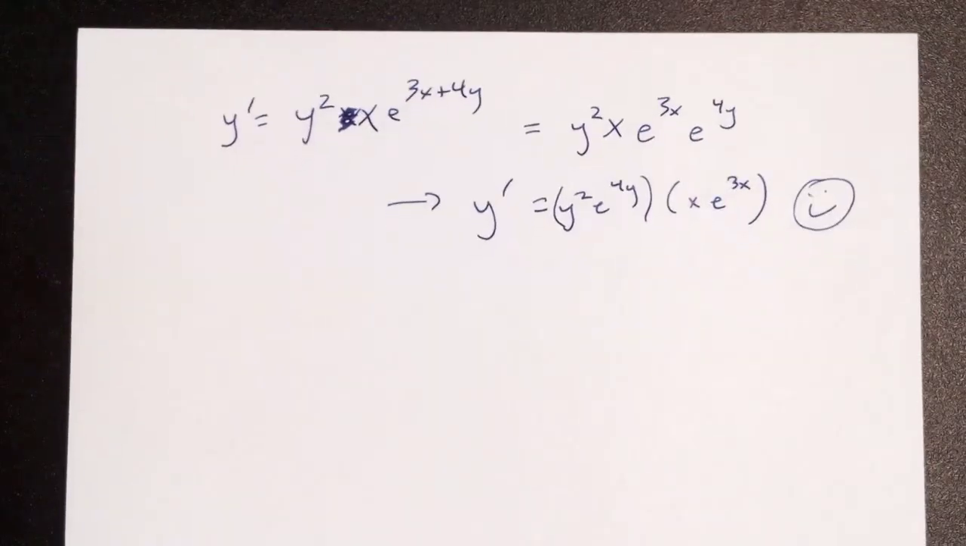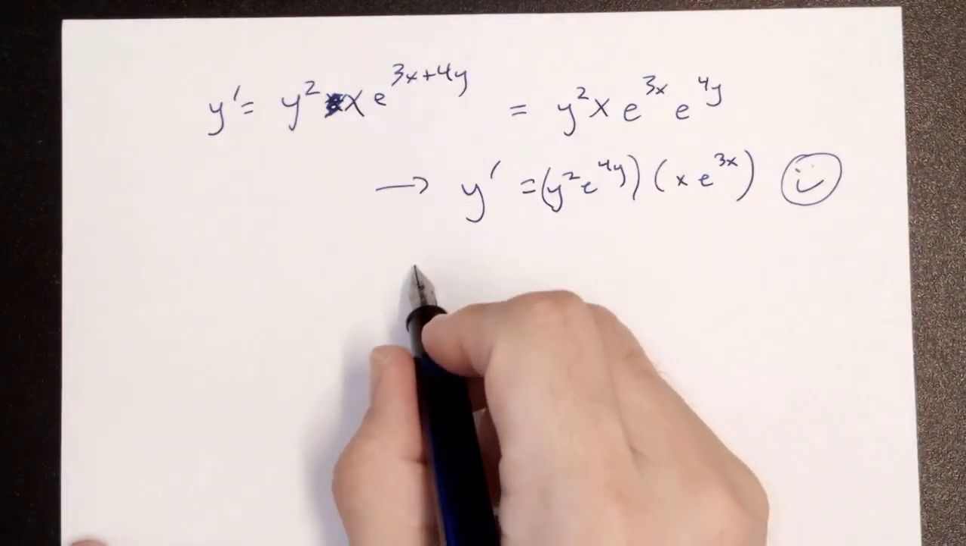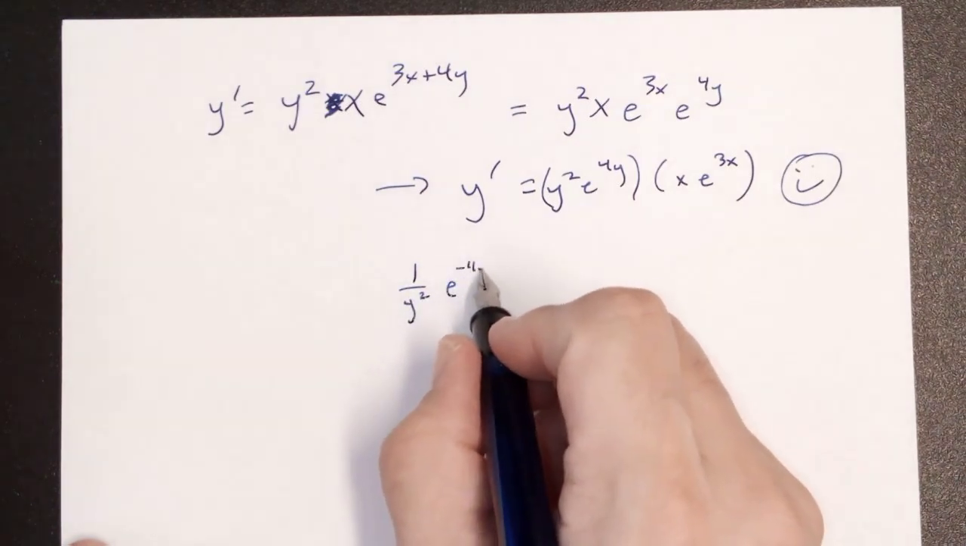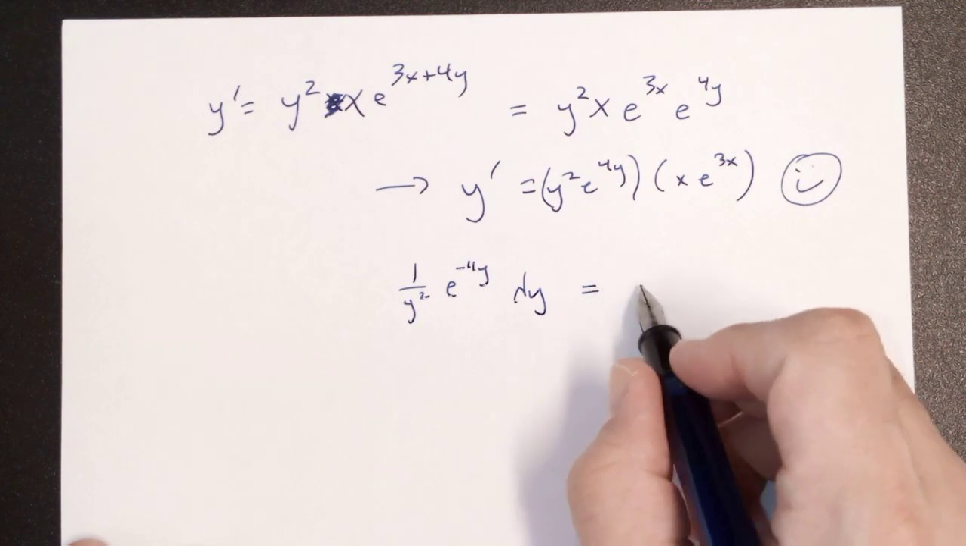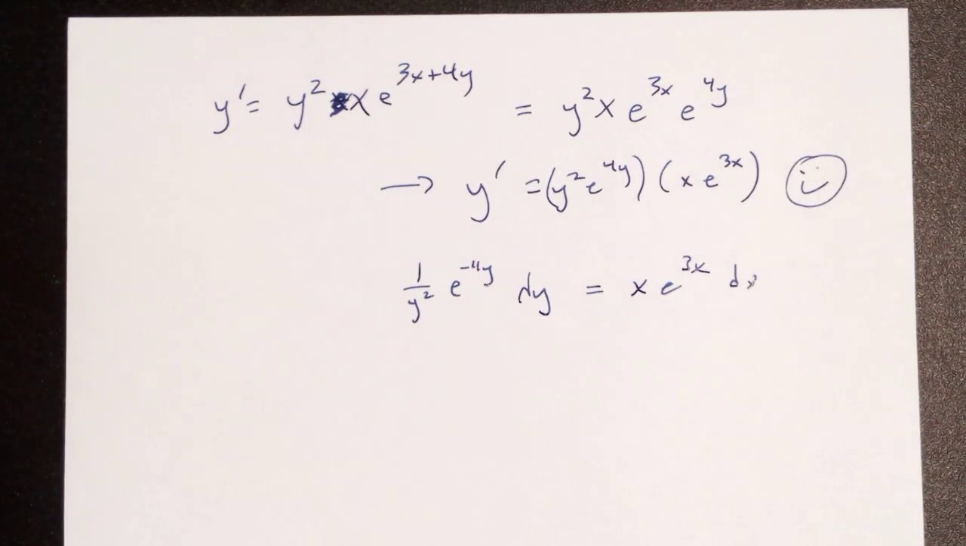The problem is once I separate it, I'm not sure how to integrate it, but I know it's separable because I'm going to have to divide the y prime over, and I'm going to get 1 over y squared e to the minus 4y times dy equals x e to the 3x dx. Integrating on the right is integration by parts. Integration on the left should also be integration by parts, but that's 1 over y squared. Ew. I don't want to do that. It is separable, but the resulting integral sucks.